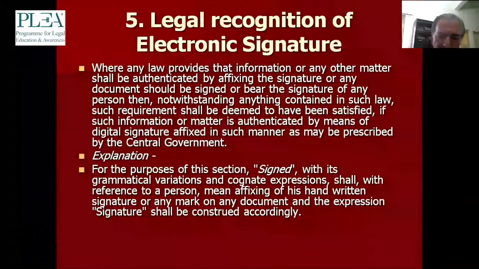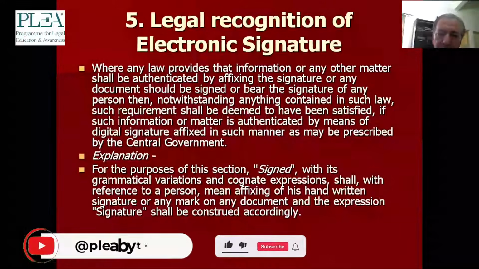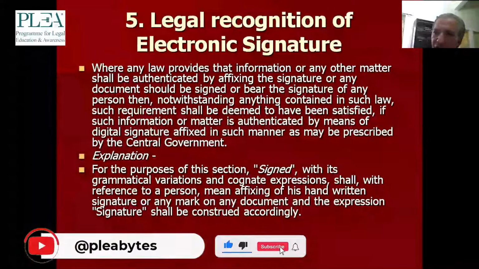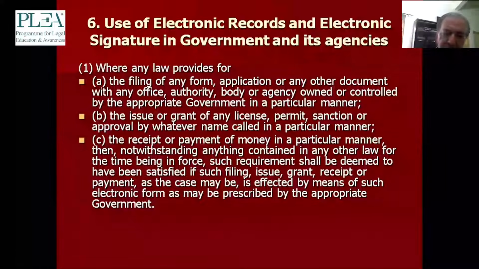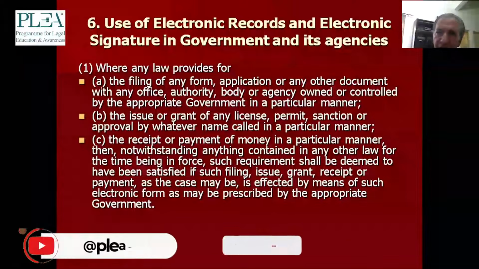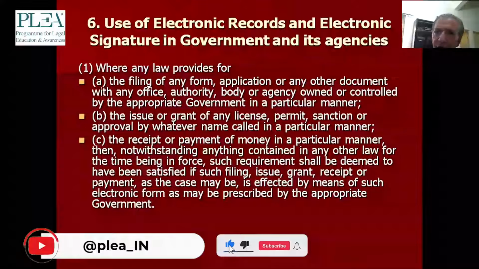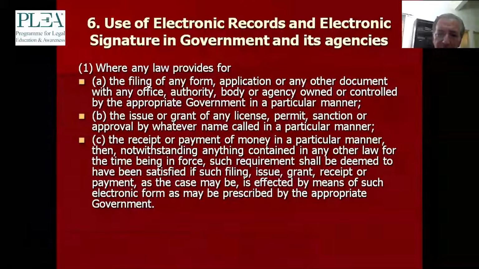Second is legal recognition of electronic signature. See, 4 was about electronic records. 5 is about electronic signature. They are also all valid if they are issued by the signature certifying authority under the IT Act. Then use of electronic records and electronic signature in government and its agencies. This facilitates e-governance. Because there was reluctance to adopt e-commerce, particularly by the government agency, section 6 recognizes this in all government correspondence.